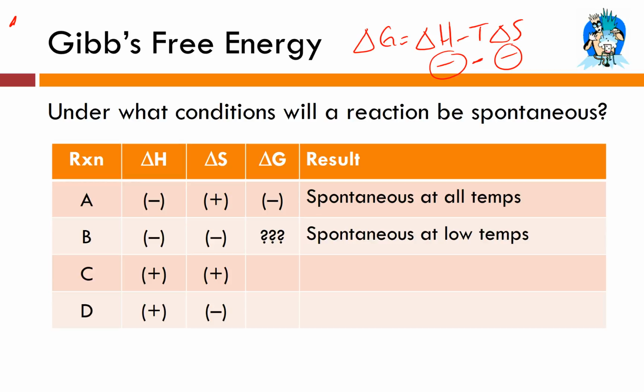A good example is water freezing. If you put a bucket of water outside and it's negative 5 Celsius out, that's low enough where the water is going to freeze spontaneously.